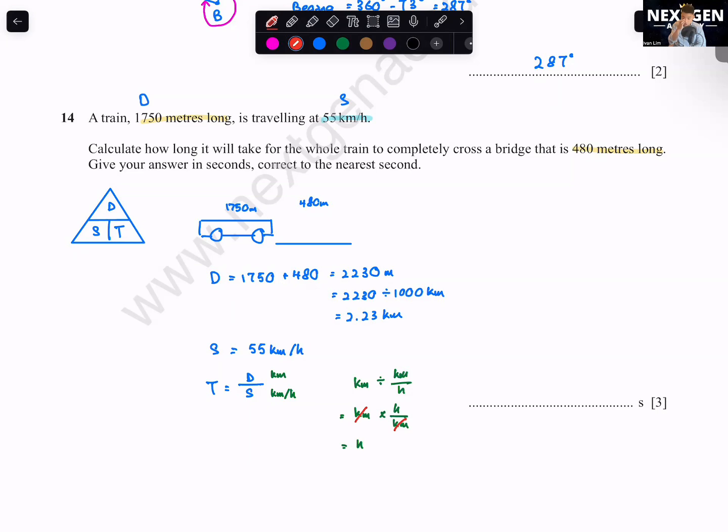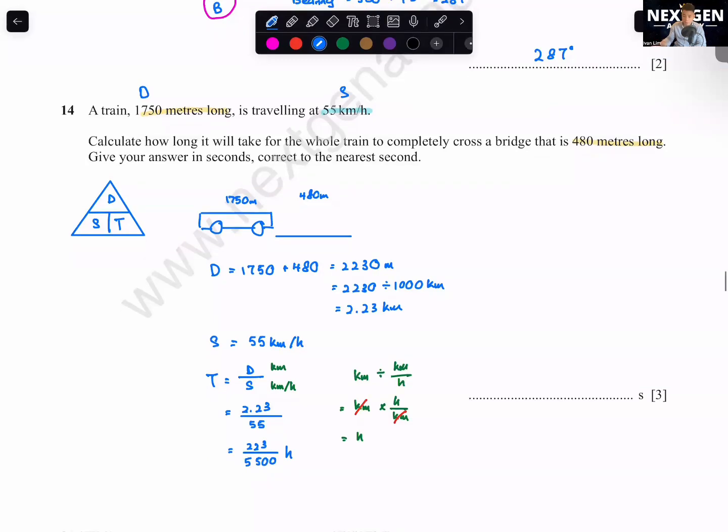You also use your logic. Time should be in hour, minute, or second, right? As long as you put it correctly into the formula here. So now let's put the values inside. 2.23 divided by 55. My final answer will be in terms of hours. Put it into the calculator, and the calculator will give you 223 over 5500 hours. The final unit here is hours.